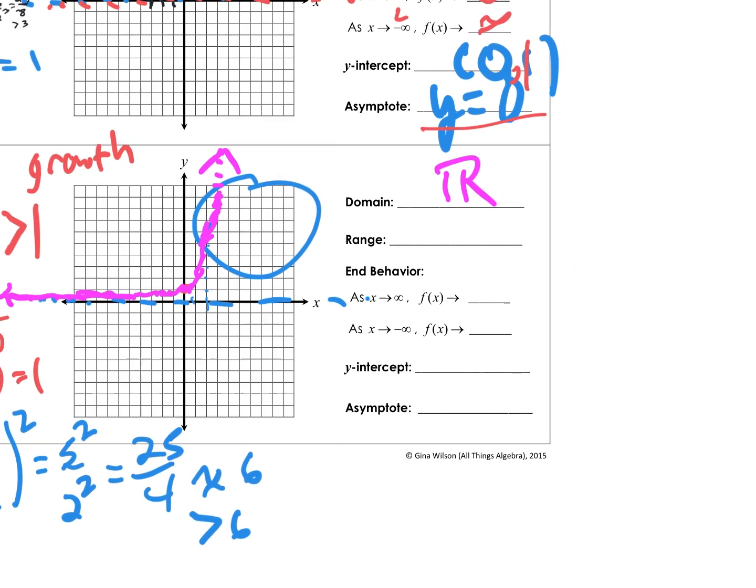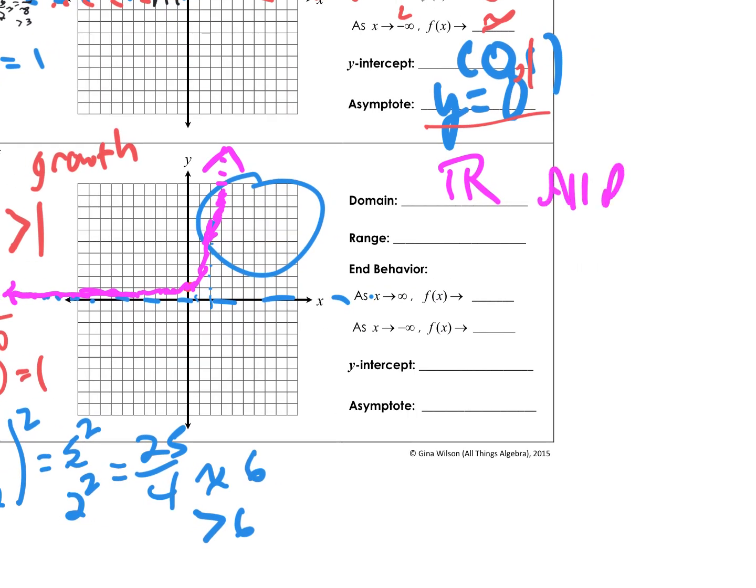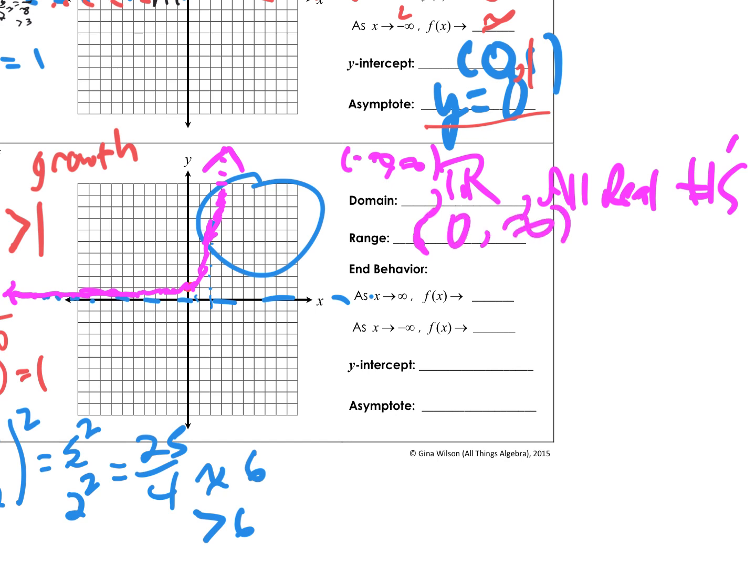So here it is, domain: all real numbers. You can write all real numbers, or you can say the fancy R, or you can say negative infinity to infinity. That works as well. Range, well, unfortunately, it never gets lower than the 0. It never even touches 0. So we approach it. That means it does not include 0, but it does go up forever.